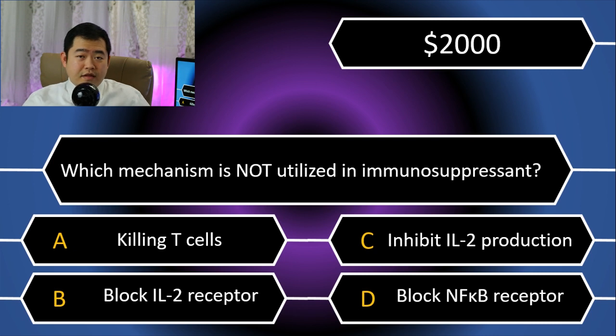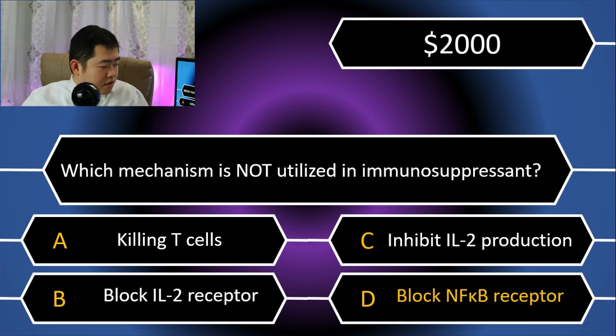I'll give you a little bit of time to think about it. We are inclusively thinking about both biologics, i.e. antibodies against T cells, and small molecules that can interfere with some T cell processes. Do you have a final answer yet? The final answer, I think you have it, is D, blocking NF-kappa B receptors.